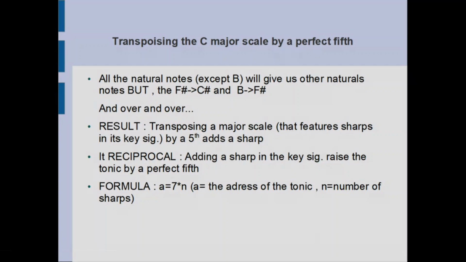Result: transposing a major scale that features sharps in its key signature by a fifth adds a sharp. It's reciprocal: adding a sharp in the key signature moves the tonic by a perfect fifth. So we have a first formula: A, the address of the tonic, equals 7 times n. Why 7? Because a perfect fifth is 7 semitones, and there is a semitone between 1 and 2, 2 and 3, etc. My labeling is chromatic, so we have to work with the number of semitones of the interval. So the first formula is A equals 7 times n.